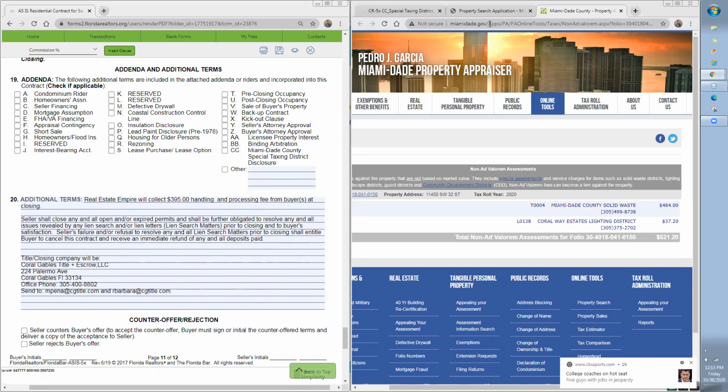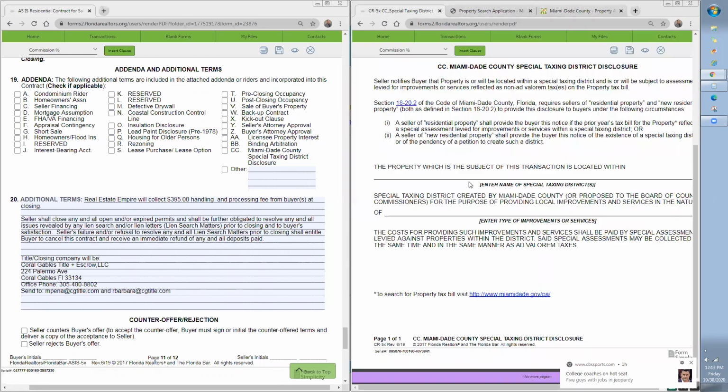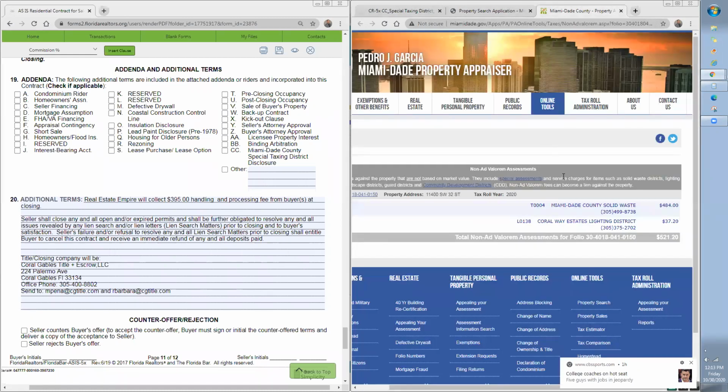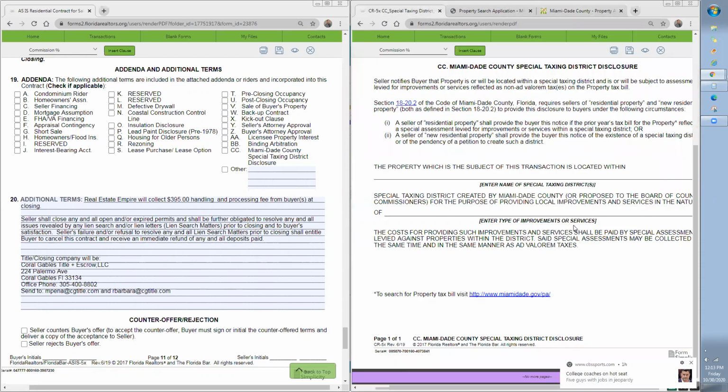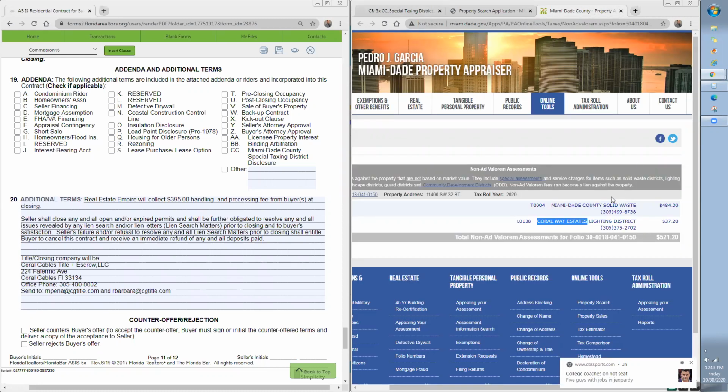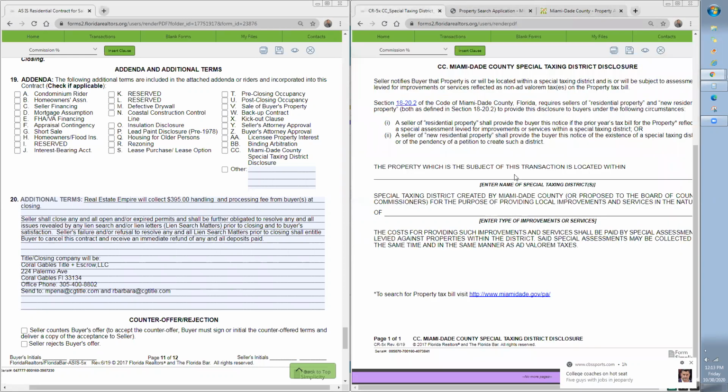So what you're going to write here when you're able to do it is enter the name of the special taxing district. The special taxing district would be Miami-Dade County and Coral Way Estates. And then it'll say enter type of improvements or services. You will write solid waste and lighting district on that second line. So that is how you fill out this document.